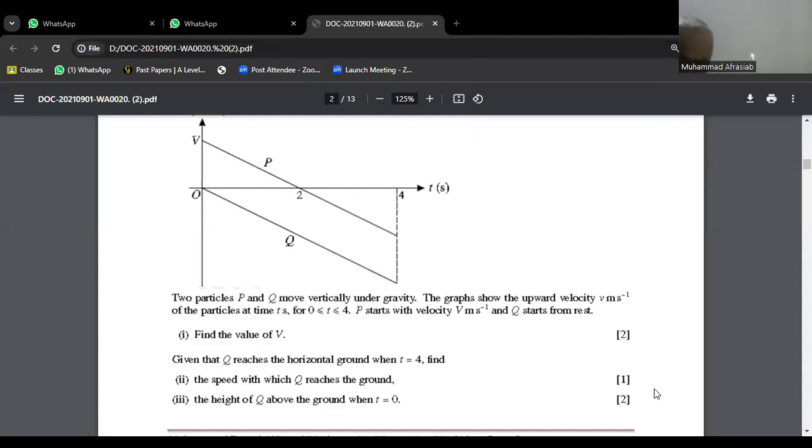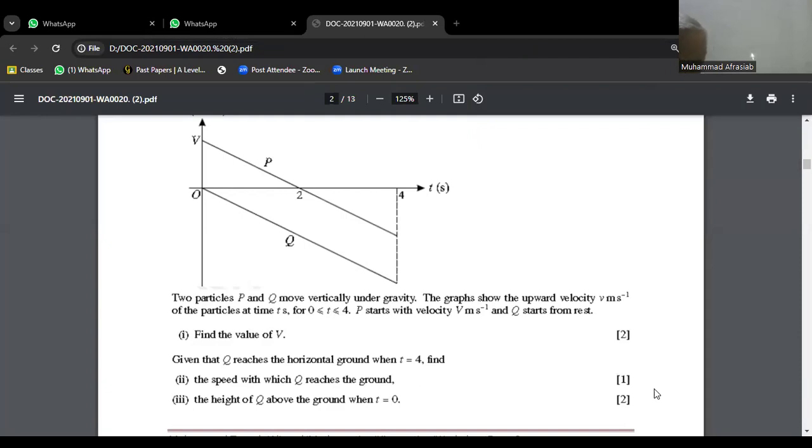Two particles P and Q move vertically under gravity. The graph shows the upward velocity v meters per second of the particles at time t seconds, for which t lies between 0 and 4 seconds. P starts with velocity v meters per second and Q starts from rest. Find the value of v.